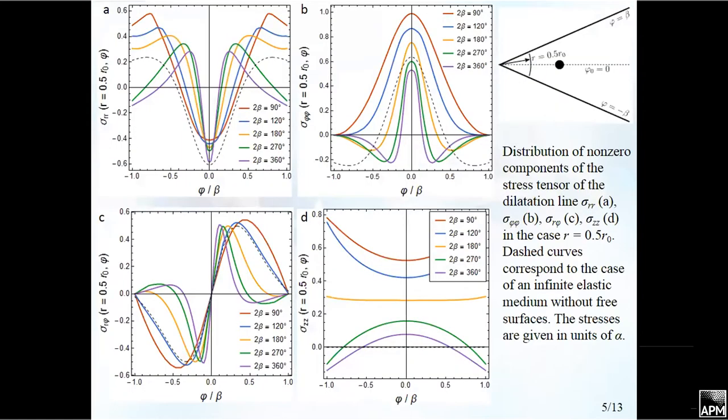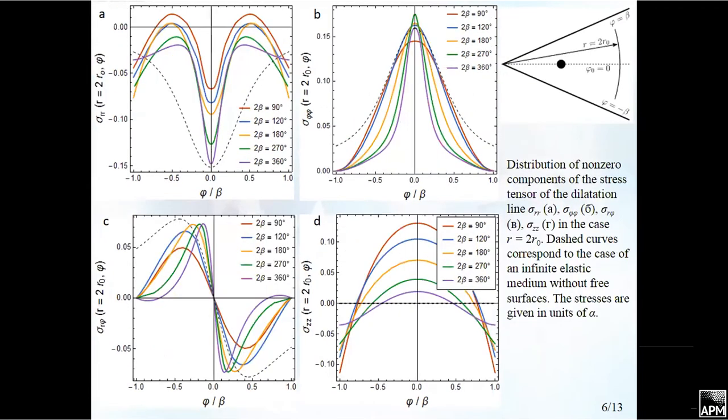Consider stress distribution. The graphs B and C show the fulfillment of the boundary condition on free surfaces. Similarly, for the case R to R0, dashed curves correspond to the case of an infinite elastic medium without free surfaces.